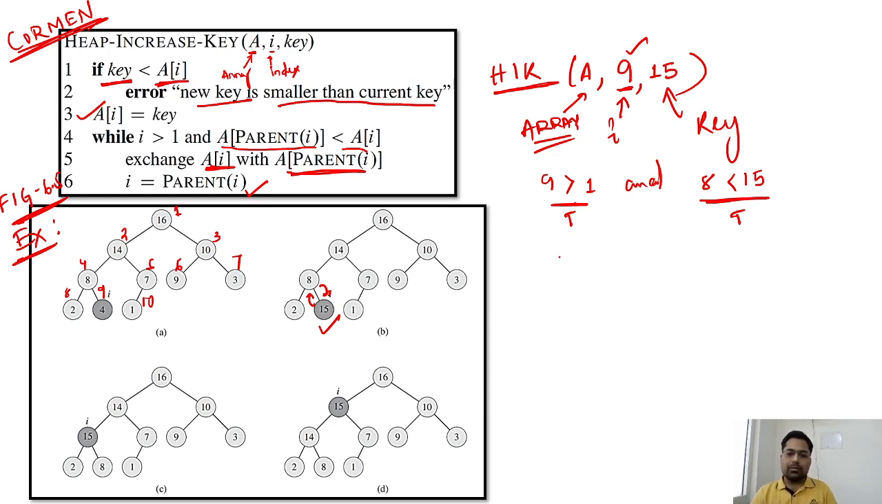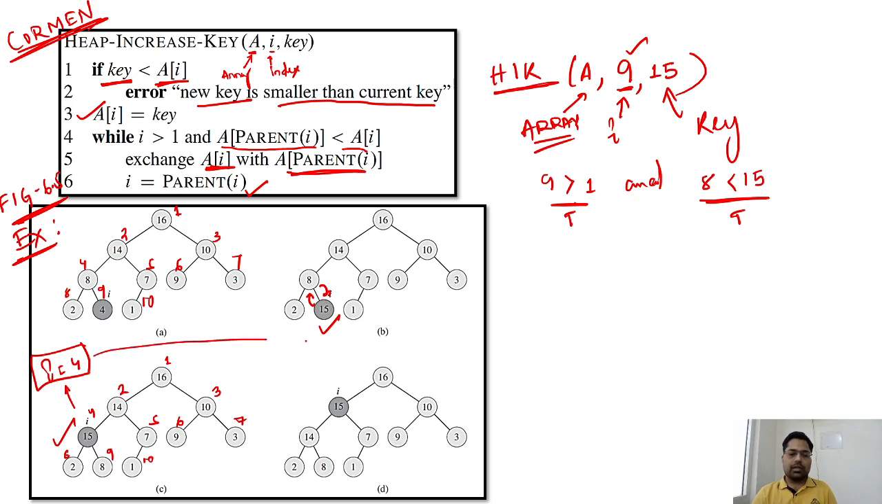Now the I value was previously 9. Now it converted, now it exchanged. Here the I value will be 1, 2, then 3. Here is 4, 5, 6, 7, 8, 9, 10. So the I value will be 4 now.